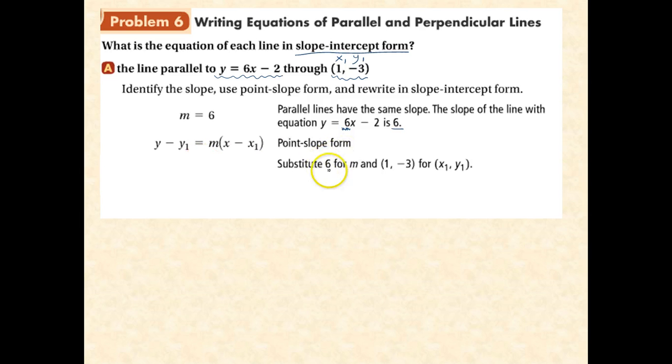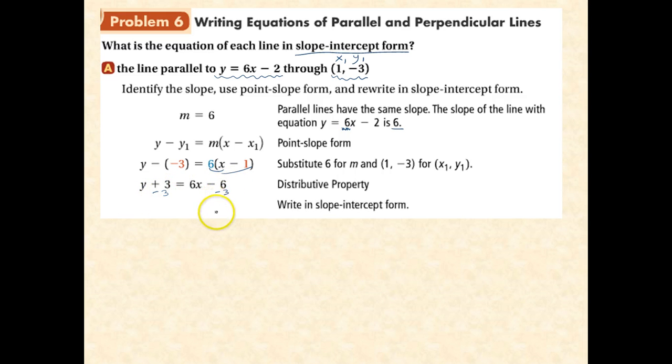So the 6 goes in for m, the 1 goes in for x1, and the -3 goes in for y1. Y minus -3 equals 6 times x minus 1. And we're going to simplify a wee bit. Distribute the 6 through. The minus a negative is positive. So 6 times x is 6x, 6 times -1 is -6, and then we're going to subtract 3 from both sides, and we get y equals 6x minus 9. So that is our slope-intercept form.